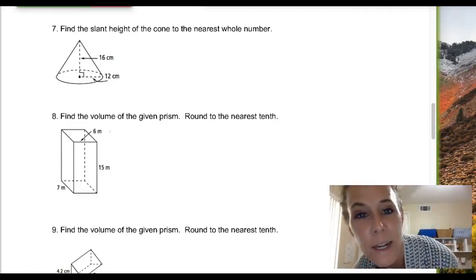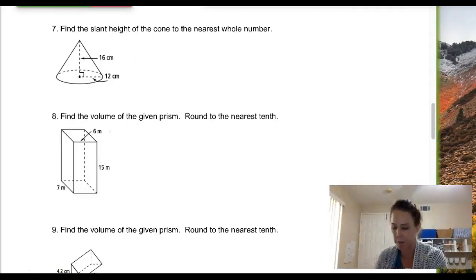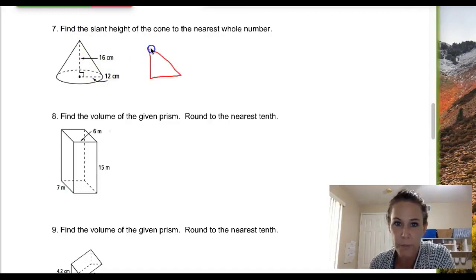All right, find the slant height of the cone to the nearest whole number. Slant height is just this height right here on the face of this cone. So you're basically going to take the inside height and this radius to make a triangle and find the slant height. So let's go ahead and draw our triangle. This will be 16 centimeters, 12 centimeters, and then the slant height.